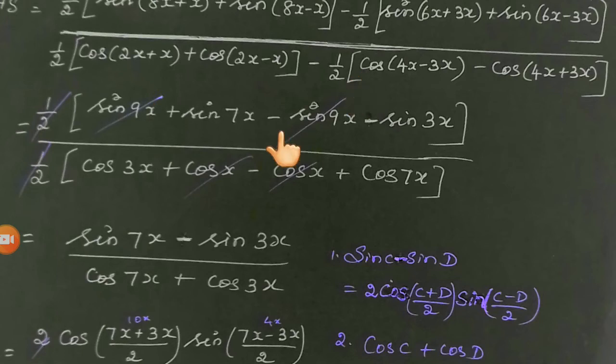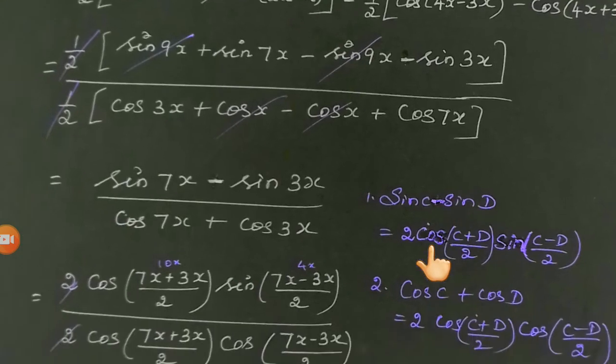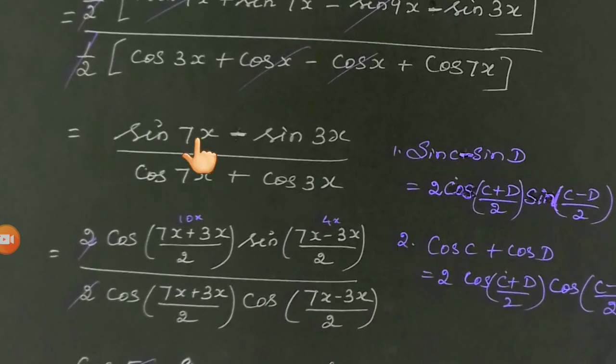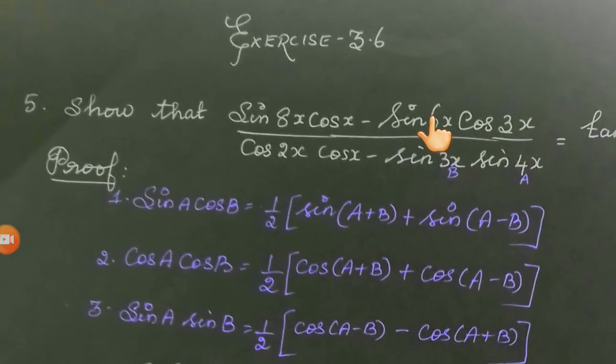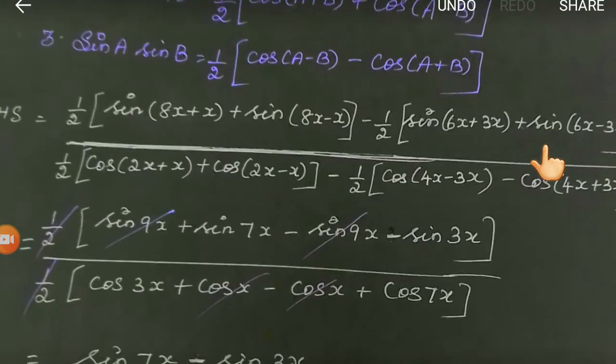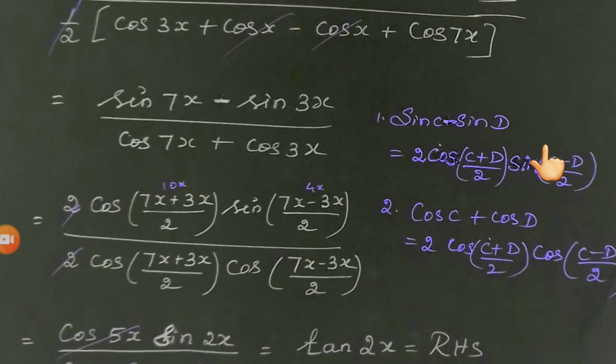Sin 9x minus sin 9x gets cancelled. Similarly, in the denominator, cos x minus cos x gets cancelled. Let us see what remains: sin 7x minus sin 3x in the numerator, and cos 3x plus cos 7x in the denominator, which we have written with cos 7x first and cos 3x next. Again we are going to apply an identity, because we still have not reached the right hand side, which is tan 2x.